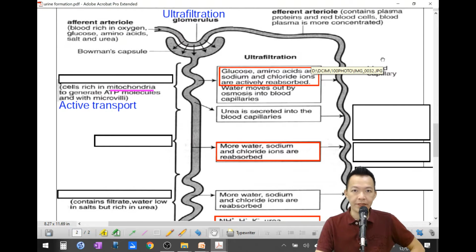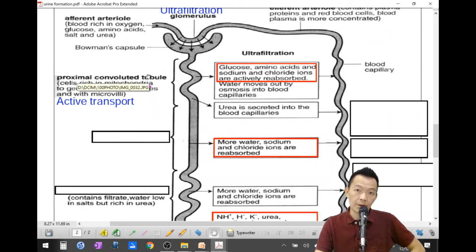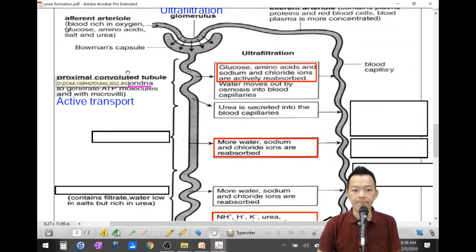Number one. When the filtrate starts to flow away from the Bowman capsule, the filtrate will first enter the proximal convoluted tubule, the convoluted tubule at the front. For the cells inside the proximal convoluted tubule, the cells actually have a lot of mitochondria. The organelle called mitochondria generates a lot of ATP molecules.